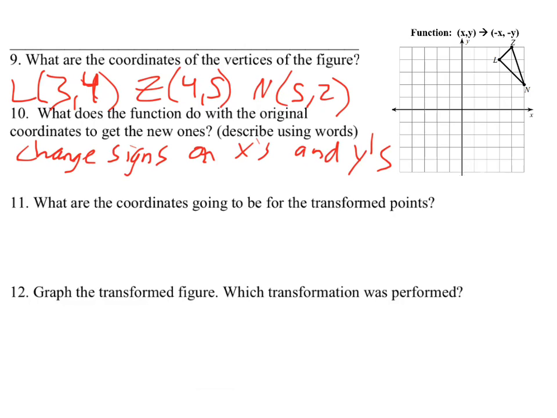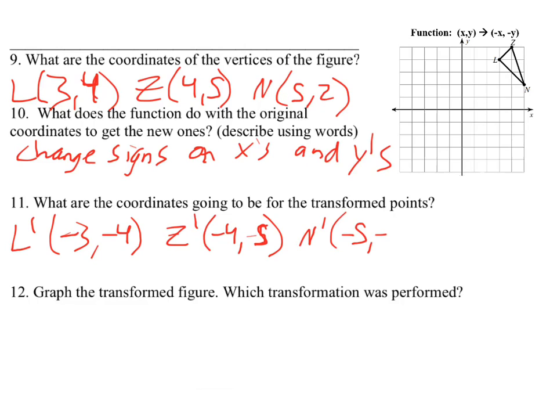What are the coordinates going to be for the transformed points? Well, L prime, you're just going to use the exact same numbers. You need to change the signs. So I get negative 3, negative 4. Z prime, we're going to get negative 4, negative 5. And then on N prime, we're going to get negative 5, negative 2.